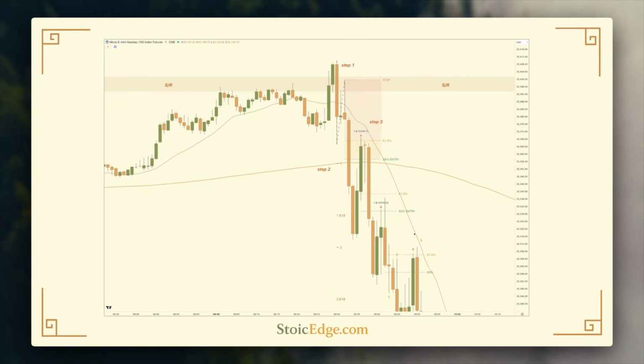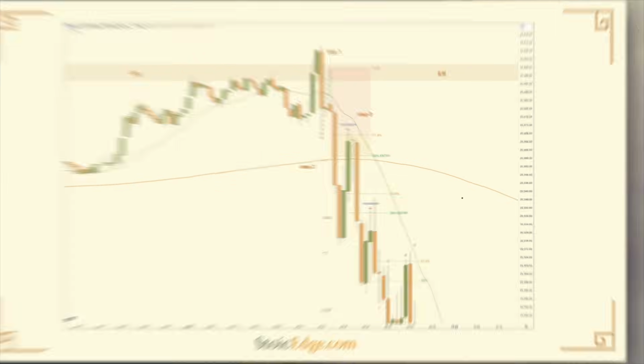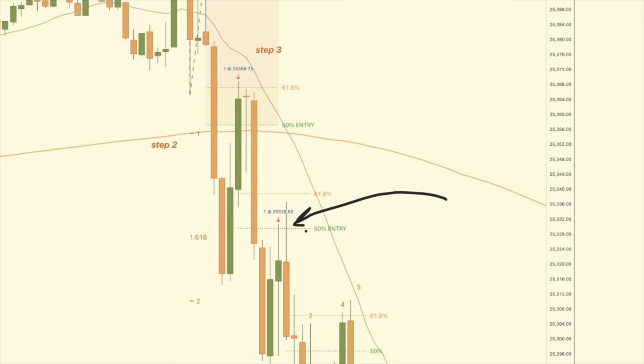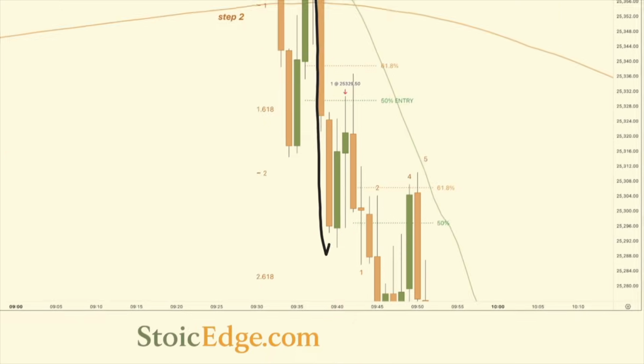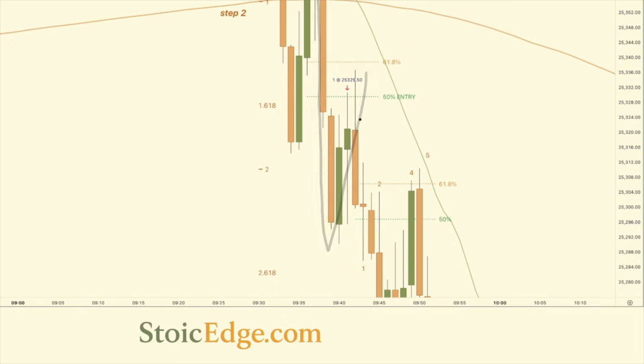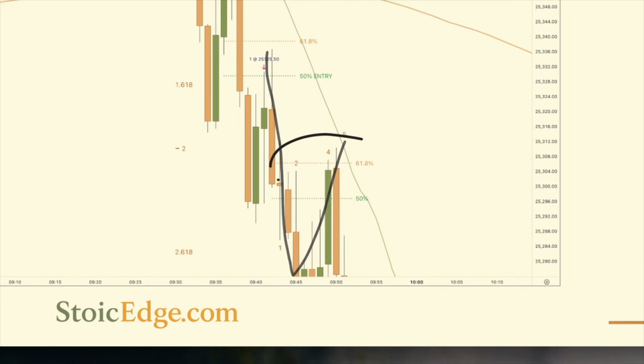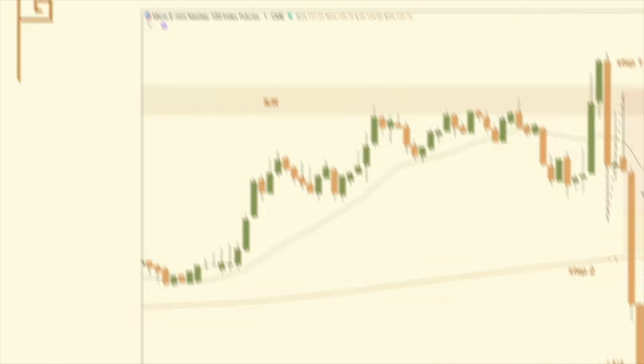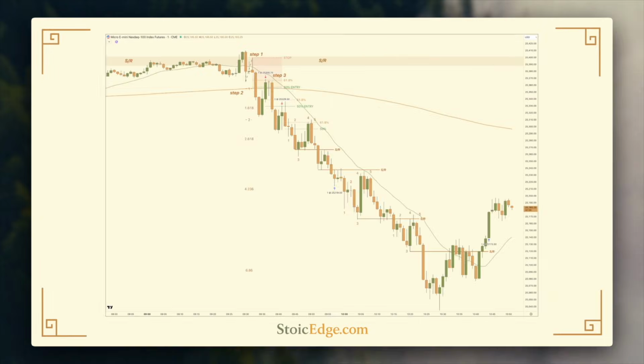I held it lower because I also entered one more time, adding to my position right here on the 50% retracement, and this is technically going to be a third pullback. And then price even provided a fourth pullback, which could be another entry, but I didn't do that. So this is my full trade over here.